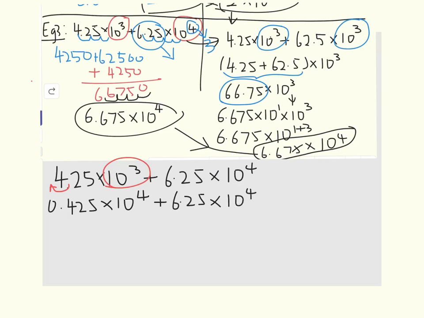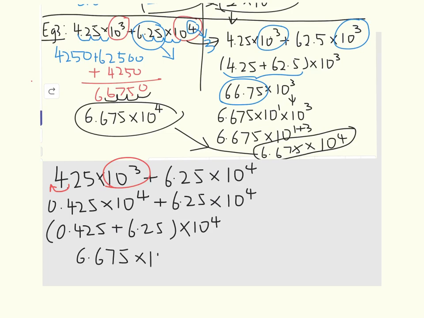And when you add the two numbers up, after you factor out 10 to the 4th, so 0.425 plus 6.25 times 10 to the 4th, you end up with 6.675 times 10 to the 4th. And you could see that you get the same answer, and for this case it might be easier because you don't have to do a further step of converting the coefficient to scientific notation. So both ways work.